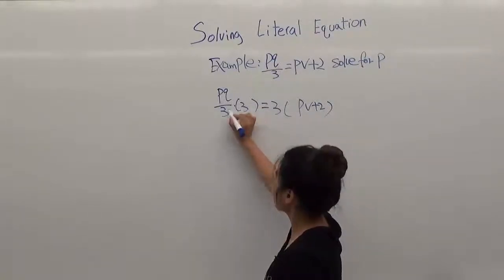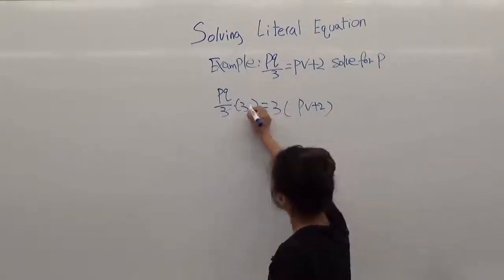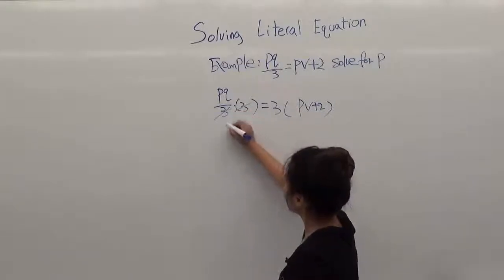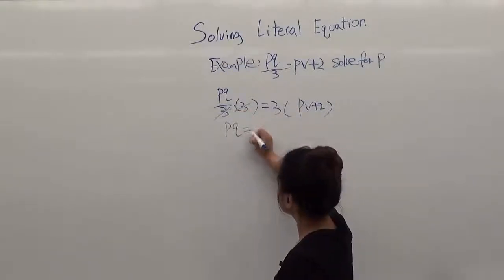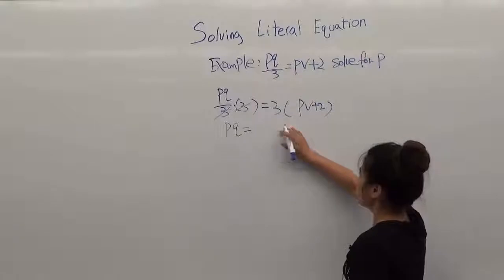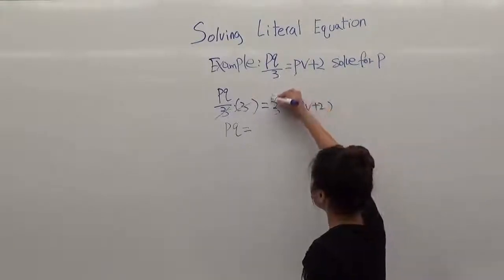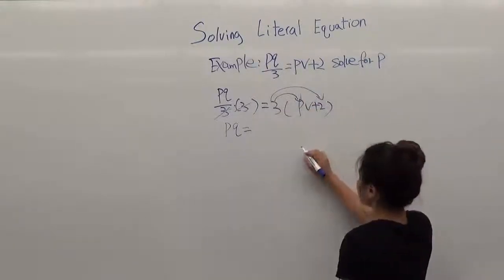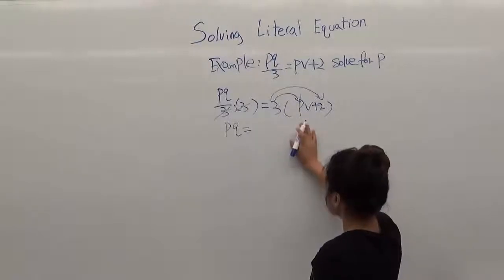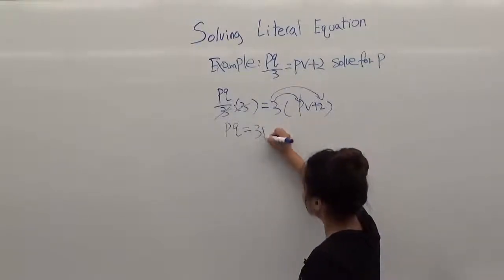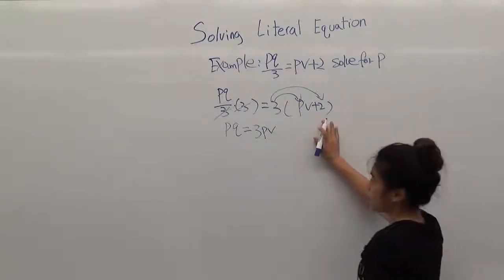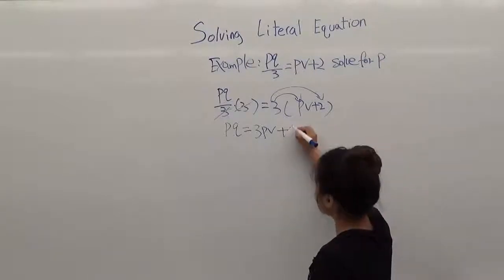Then this 3 is going to be cancelled out. Then we're left with p cubed. Then we're going to distribute 3 into each term inside the parentheses. Then 3 times p v gets 3 p v, and 3 times 2 is 6, so plus 6.